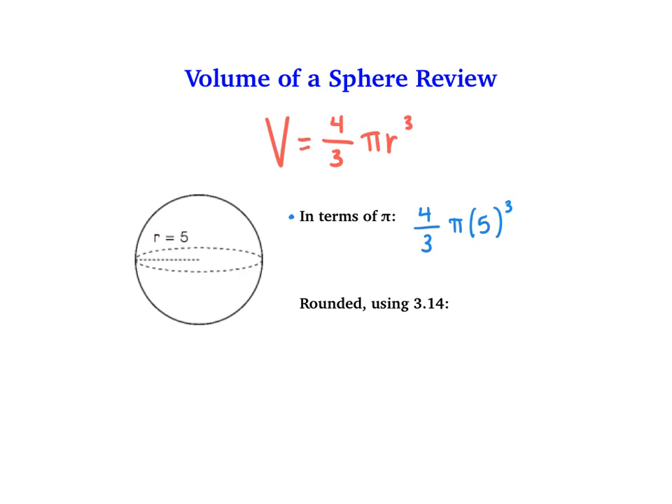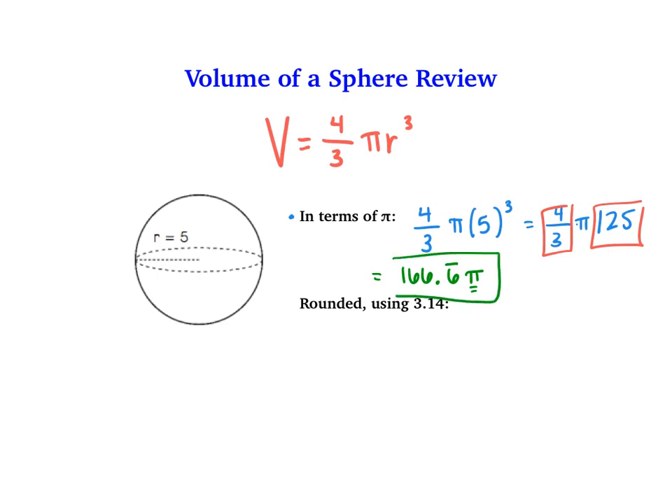So I'm first going to cube 5, which gives me 125. And then, again, everything but pi. So I'll be taking the 4/3 and multiplying it by 125. And it's not pretty, but that's okay. So here I get 166.6 repeating, and then I'm actually going to leave the pi symbol on it. So remember, that really means that you would multiply those two things together, but you don't actually do that. So you just leave the pi symbol on it.